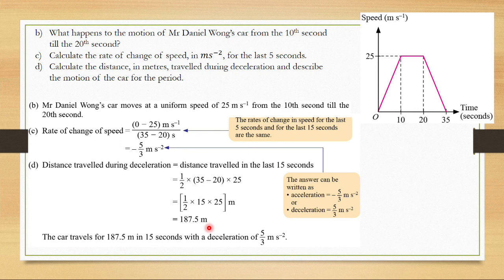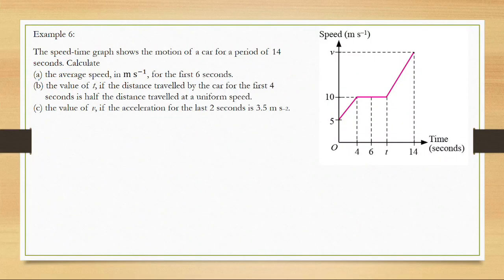Okay. One more thing, they ask you to describe. So when you describe, you have to describe the distance, describe the time, describe the speed. So the car travels for a distance of 187.5 meters in 15 seconds with a deceleration of 5 over 3 meters per second per second. Okay, now we look at example 6.